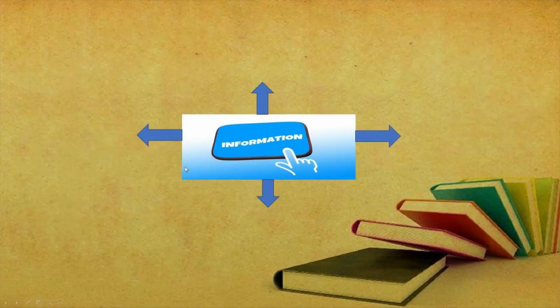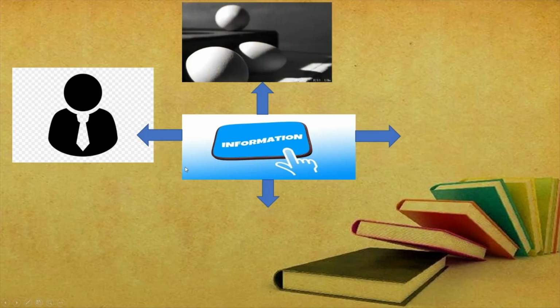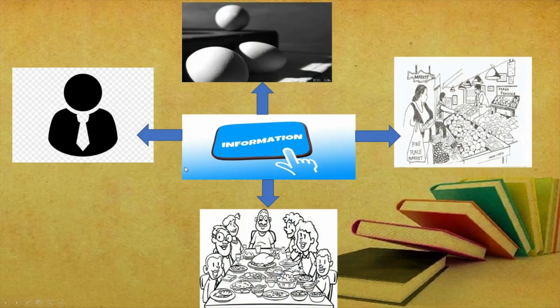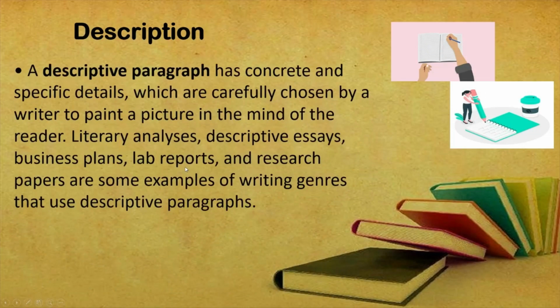Description gives information of what a person, an object, a place, or a situation is like. It appeals to the reader's senses. It makes the reader see, hear, taste, smell, or feel the subject. A descriptive paragraph has concrete and specific details, which are carefully chosen by a writer to paint a picture in the mind of the reader.